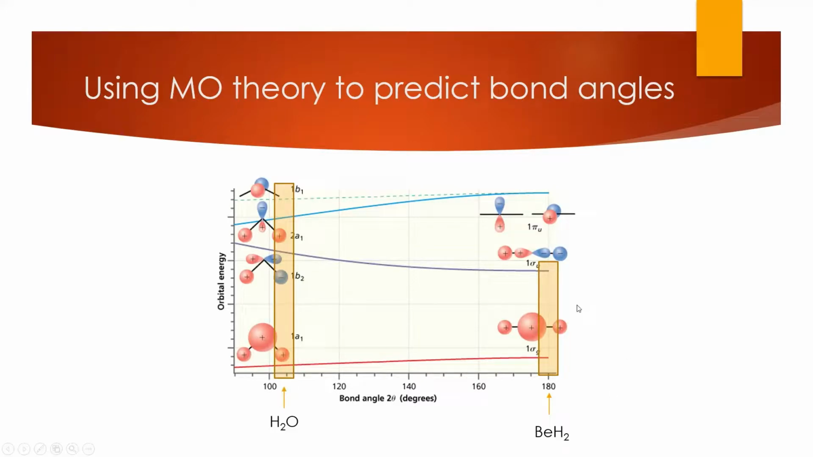And so our MO theory here, again, we've used it in a very qualitative way, but it's capable of explaining this phenomenon of why H2O and BeH2 would have such different bond angles. They're both doing the same thing. They're minimizing energy. And we can see how that happens here by using MO theory.